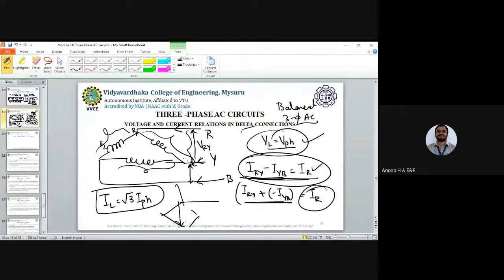Any doubts up to this point, anyone? Any doubts? If there is nothing, we can move on to the next one, that is the numerical problems.